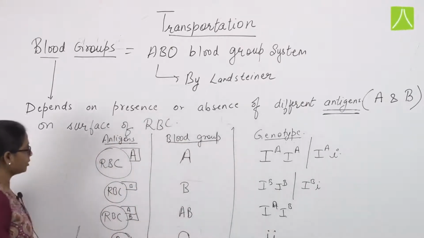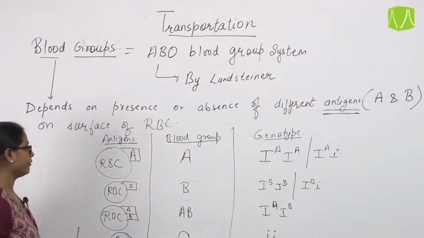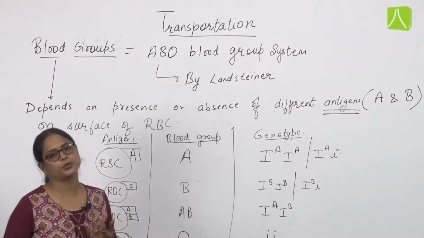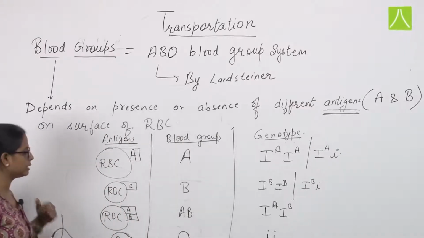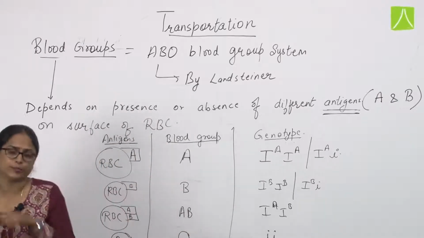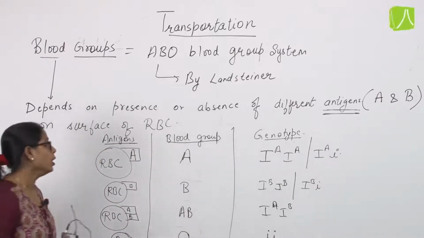Now this is about antigen. If antigen A is present, the blood group is A. If antigen B is present, the blood group is B. If both antigens are found, then AB, and if no antigen is found, then O blood group. It means empty, zero.